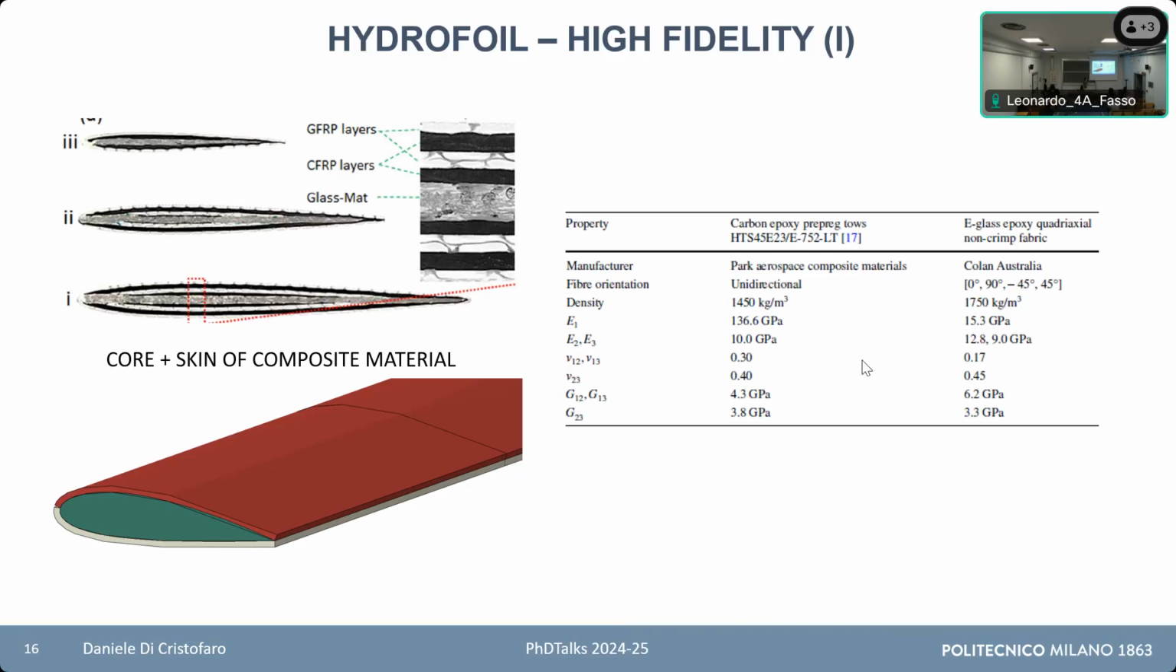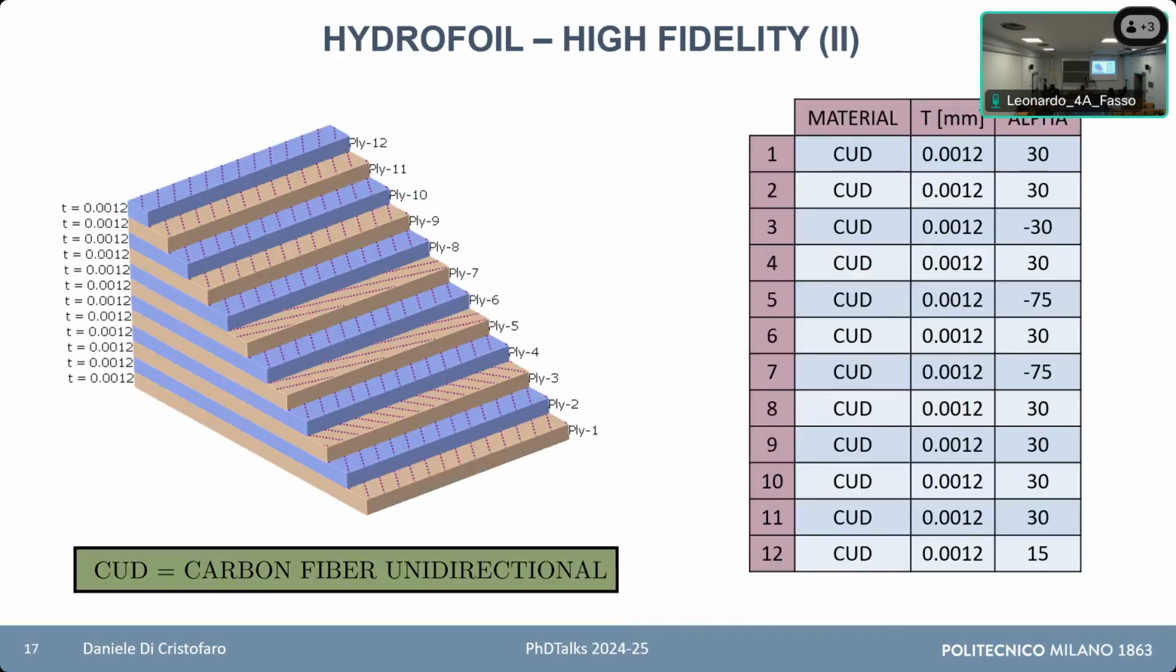In particular, here is the section of a foil. It is composed of a core material and some skin around it. These skins are composed of composite materials, taken from the literature. Here I just reported all the plies of the composite material with different fiber directions. This is CUD, carbon fiber unidirectional. This is what we have done from the mechanical point of view.